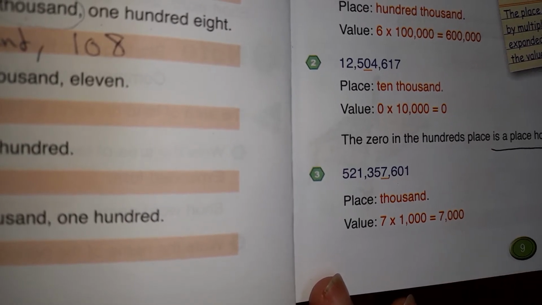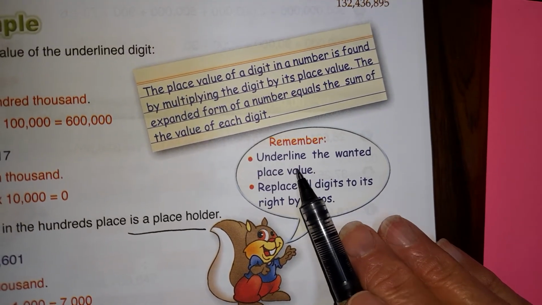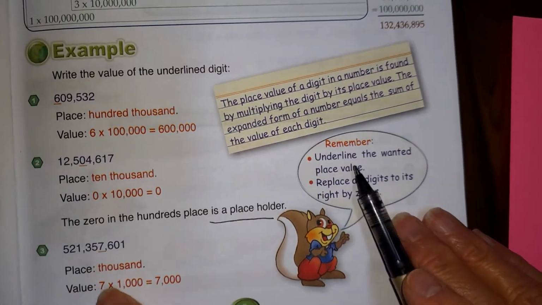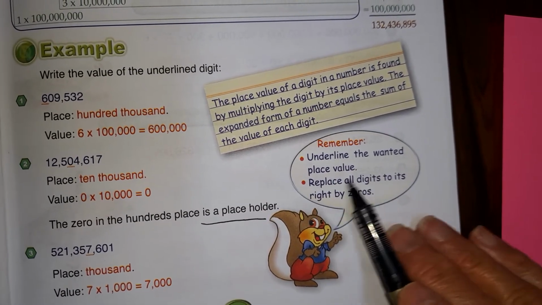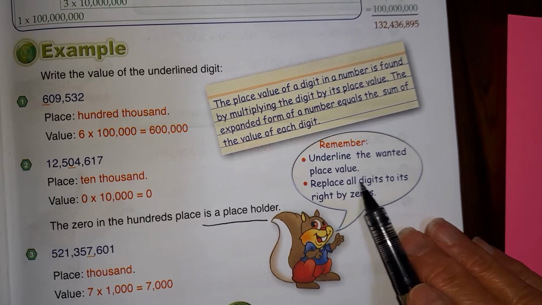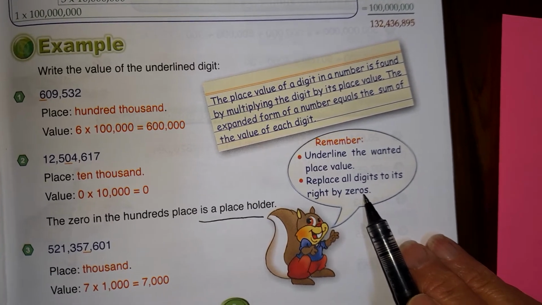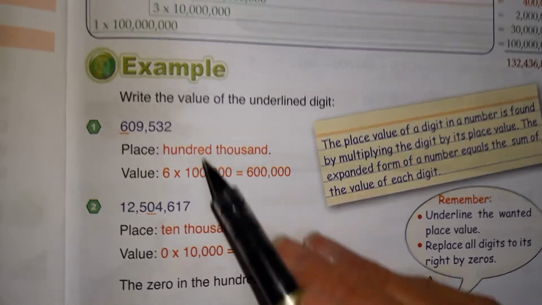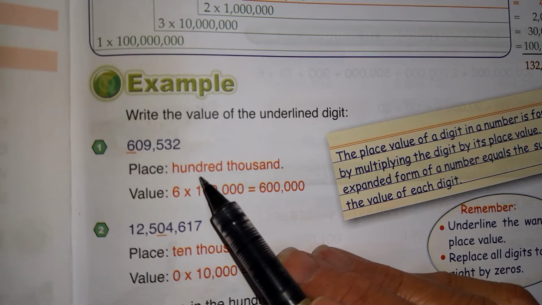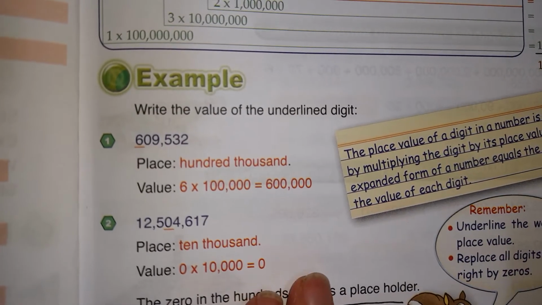Okay, remember, underline the wanted place value. If you want to solve a question like this, you need first to underline the digit you are looking for, then replace all digits to its right by 0. For example, if I have 1,000, it means 3 zeros. 100,000, 100, 2 zeros. With 1,000, 3. In all, it will be 5, like that.